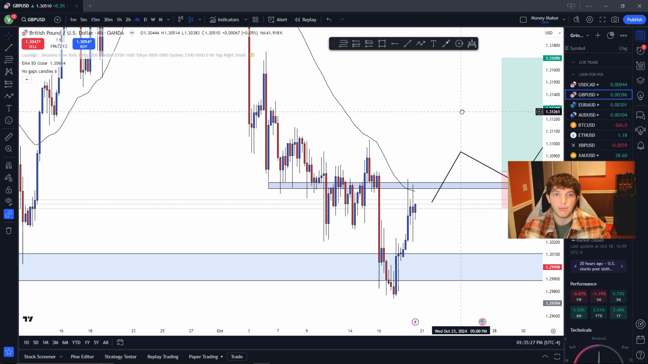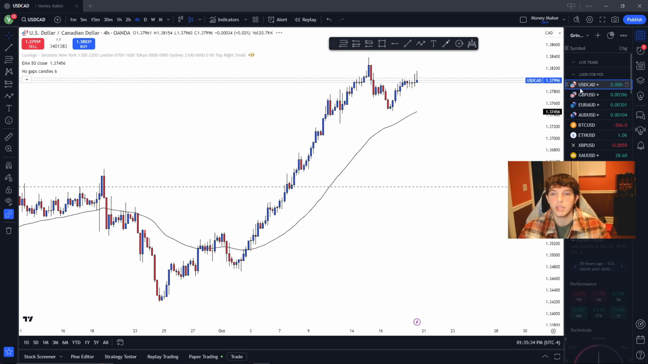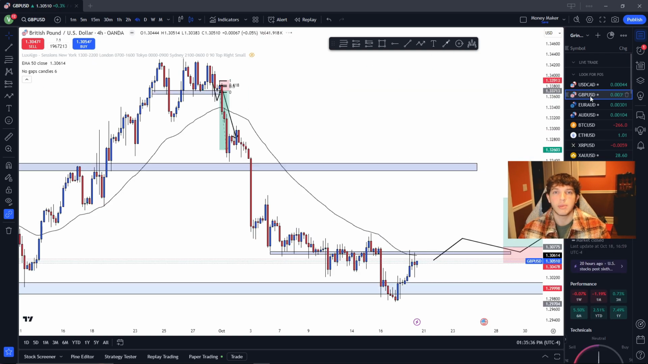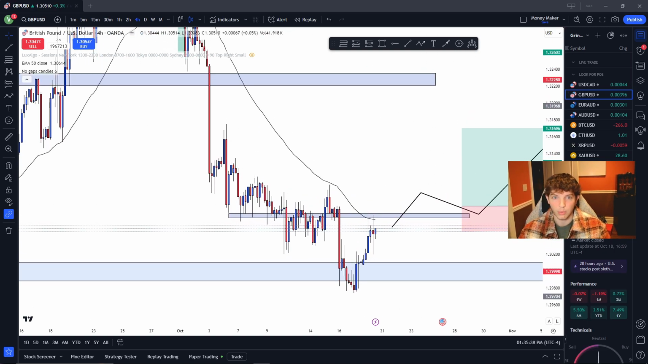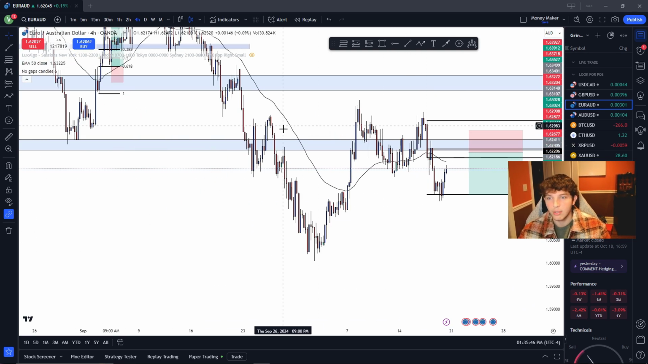But again, like I said before, these are very high confluencing pairs because they are in confluence with each other. USD CAD, we're looking for shorts. GBP USD, we're looking for longs, right? So just having that opposite attraction to each other is very, very clean, very nice to see. Euro AUD looking very clean for shorts as well.